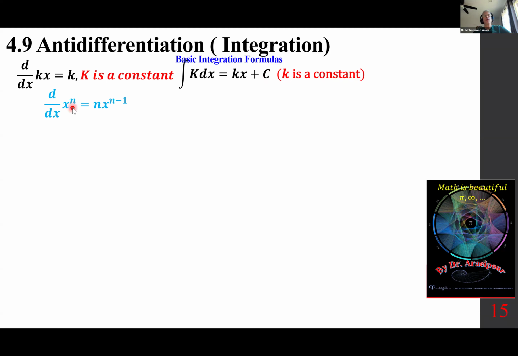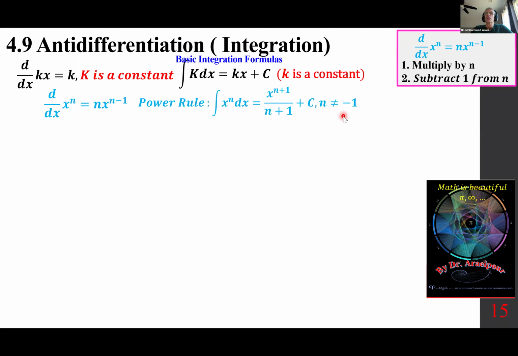The derivative of x to the power of n is n x to the power of n minus 1. Now, the power rule is the reverse process. So the integral of x to the power of n dx is x to the power of n plus 1. So this takes away 1 from the exponent. This adds 1. Okay, this multiplies by n. It's going to divide by n plus 1. And of course, n can't be negative 1. The process is this. The derivative of x to the power of n, multiply by n, subtract 1 from n.